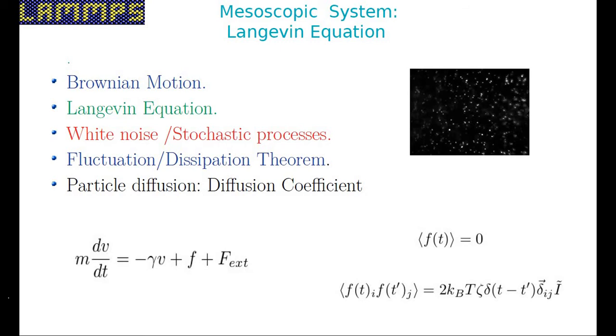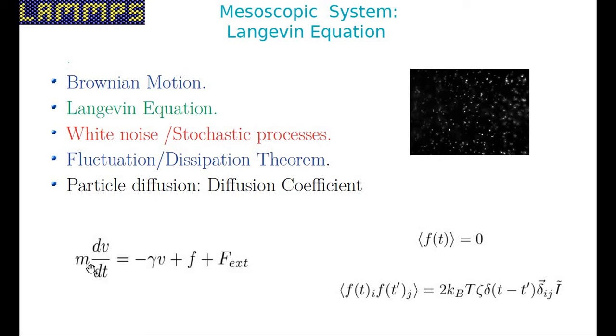So it's very relevant for the mesoscopic system, the Brownian motion. The Brownian motion is described by using the Langevin equation. The Langevin equation is the same as the Newton equation, but we have two new terms. In this case, we have the friction coefficient. This is the friction force due to the viscous medium, and this is the random force produced by the constant bombardment of the solvent molecules.